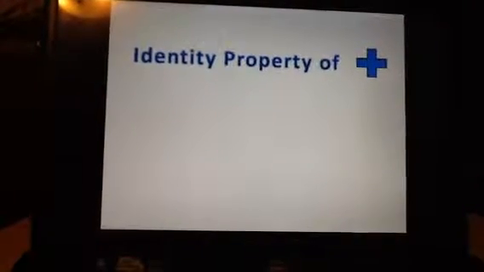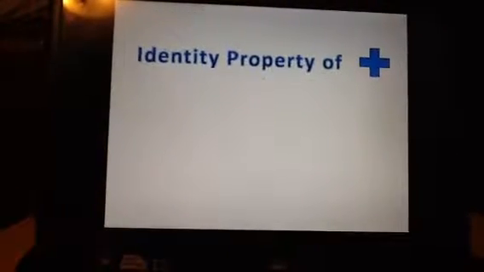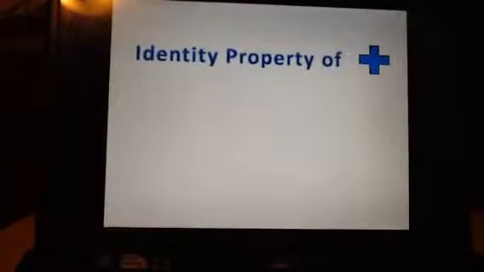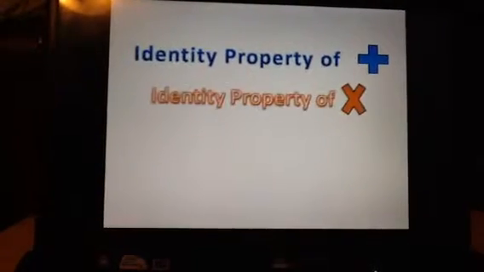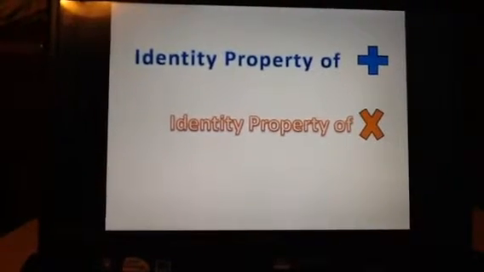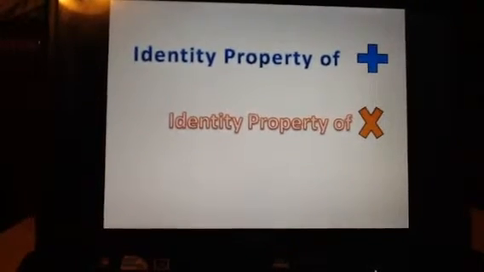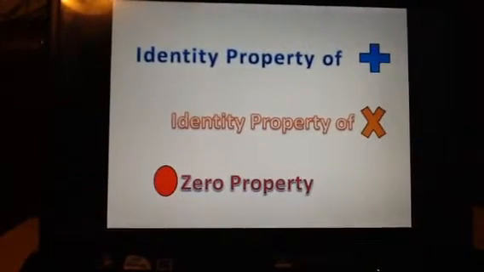We are going to learn a few properties. Our first property is the identity property of addition. The second property we're going to learn about is the identity property of multiplication. Thirdly, we will learn the zero property.